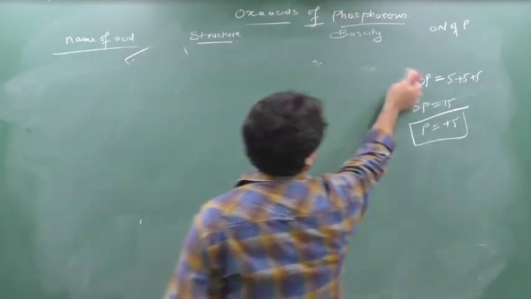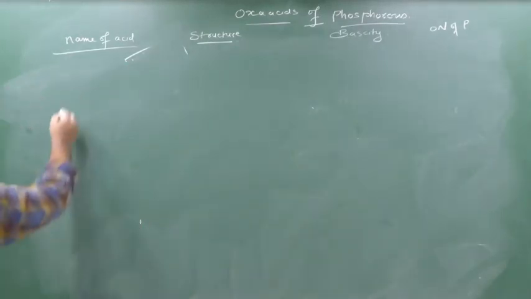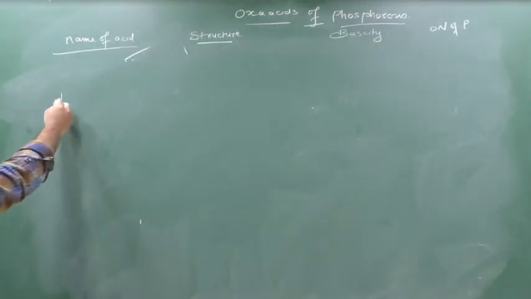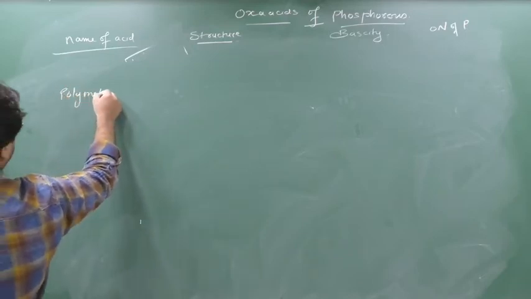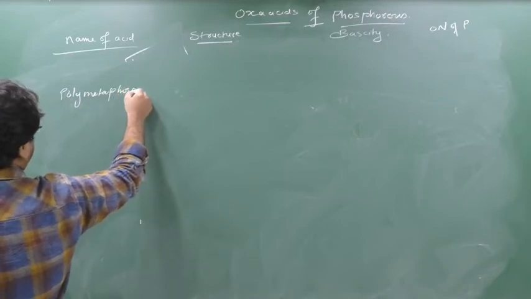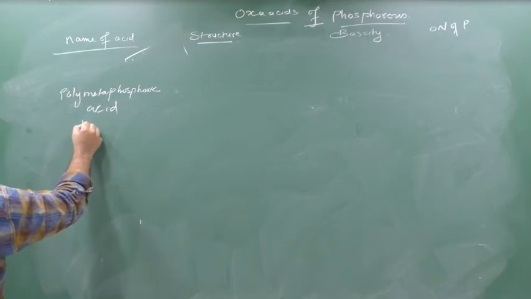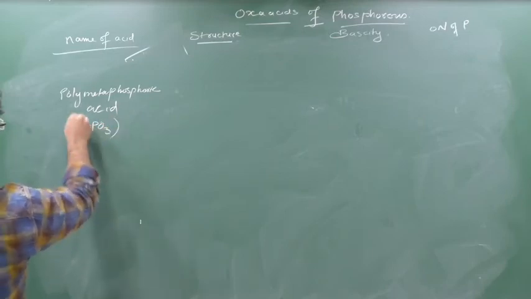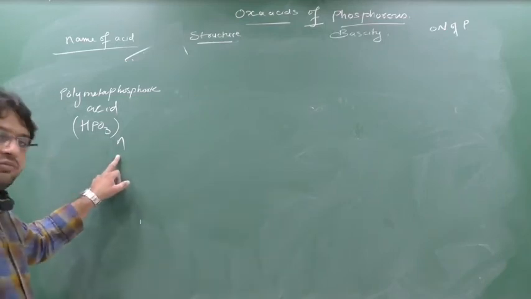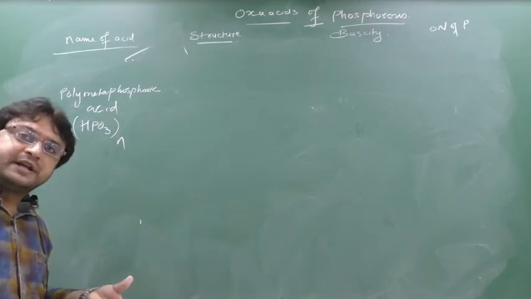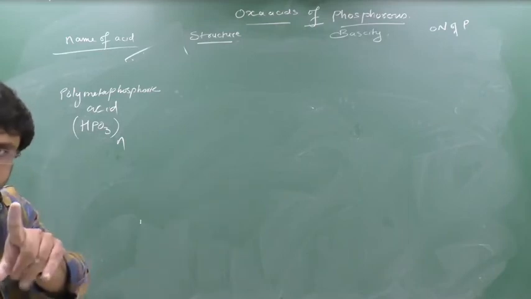Next you write down polymetaphosphoric acid, HPO3 N times. The last number I don't know, some number will be there, you can check it out. If I put here 3, it means cyclotrimetaphosphoric acid, but N means polymetaphosphoric acid. The structure will not be circular, not a ring structure, it's a linear structure.